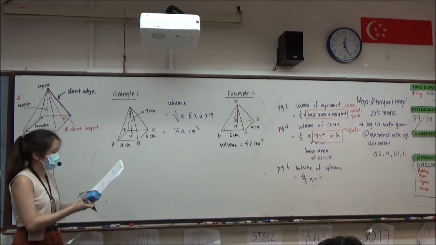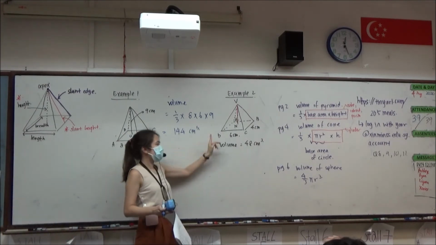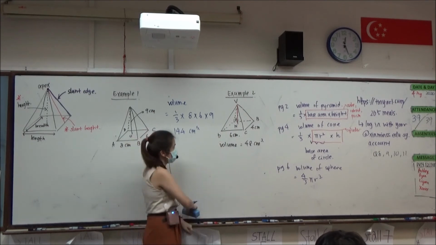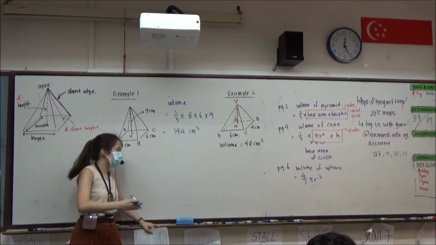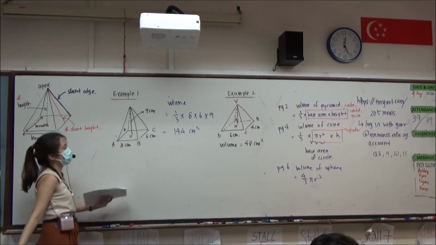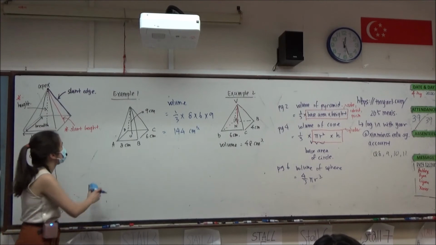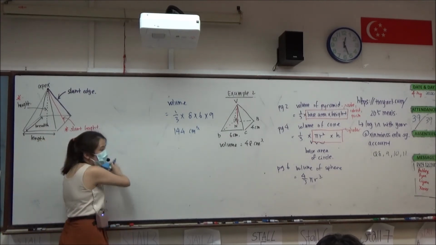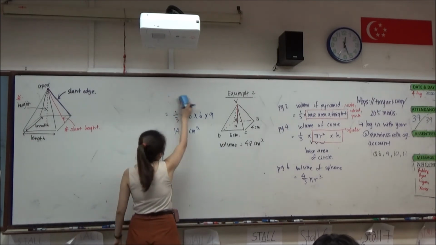Example 2. We are given this pyramid and the volume is 48 cm cube. I want to find in this case the height VN here. So how do you think we can find the height? Ben, what do you think? How to find the height? I got volume, I got 6 cm, 4 cm, how to find the height?